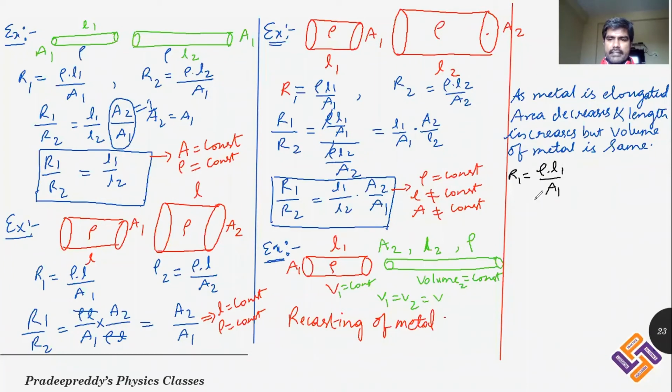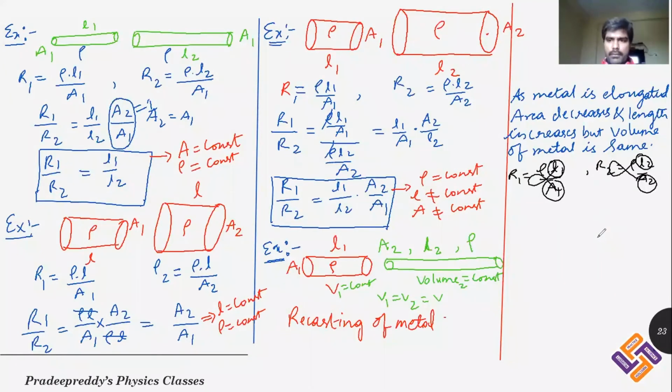But in this case, A1 and L1 both are variable. Similarly, R2 is equal to rho L2 by A2. We will be writing it, in most of the cases. But you should not use these relations in this case, because A is variable and L is variable. In such cases, these formulas are not valid.